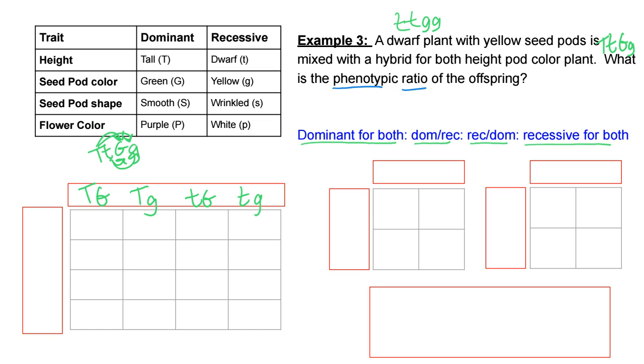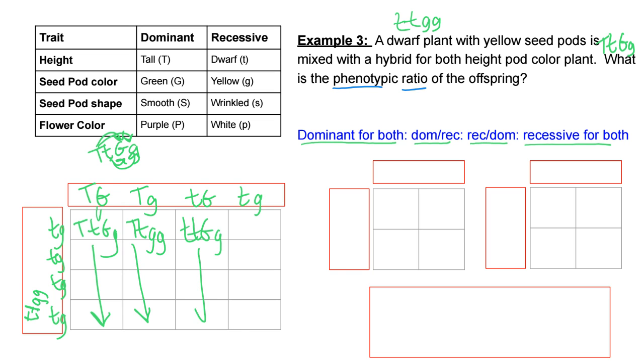I keep the other parent on the other side, right? The other parent was my little t, my recessive for both. And so my only combination of possible gametes here is little t, little g. So again, when I make these combinations, they're going to look the same all the way down. It's going to repeat all the way down.